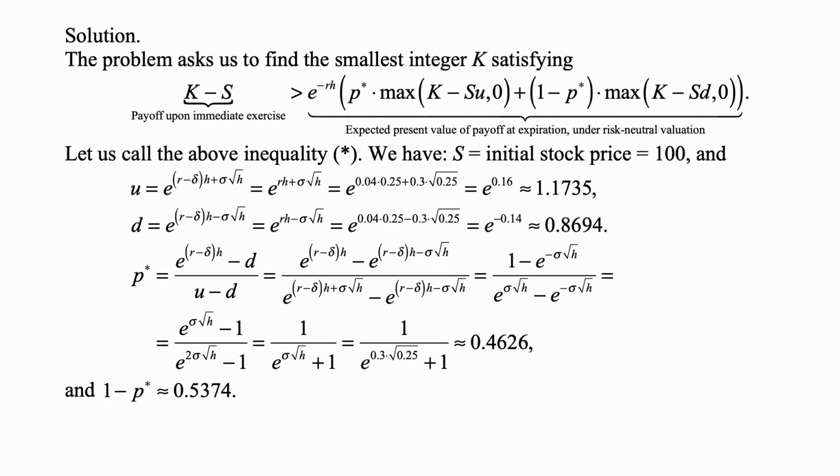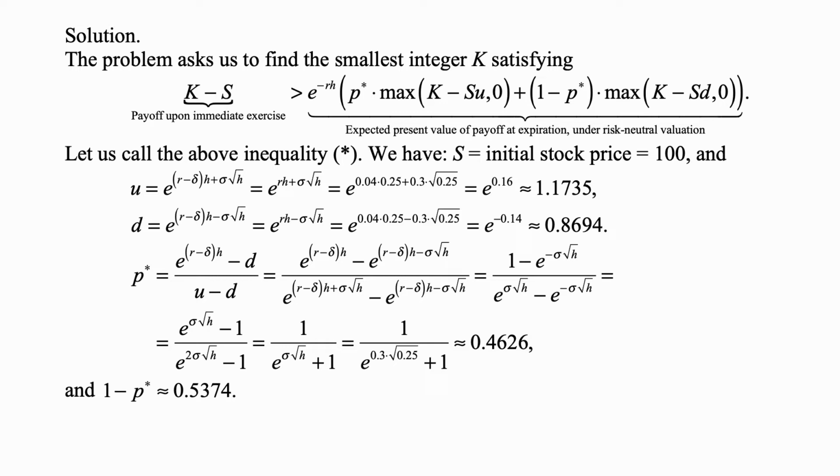And here's the solution. The problem asks us to find the smallest integer k satisfying the inequality, as you see here, where k minus S, which is the payoff upon immediate exercise, is greater than the expected present value of payoff at expiration under risk-neutral valuation, which is the present value factor e to the minus rh times the probability that the stock will go up, p star, the probability of an up move in the stock.